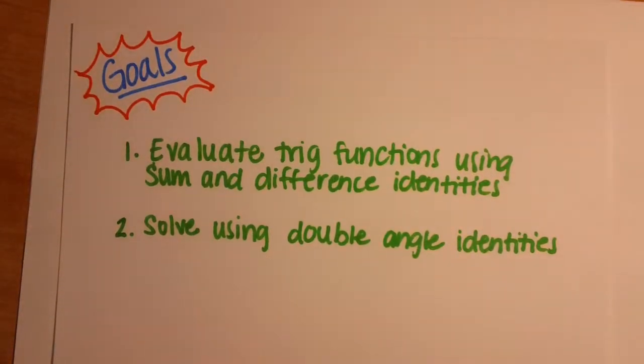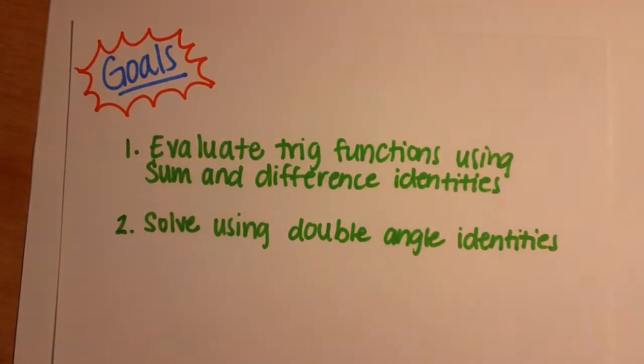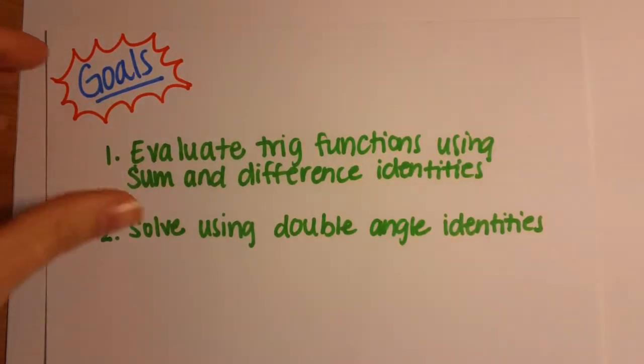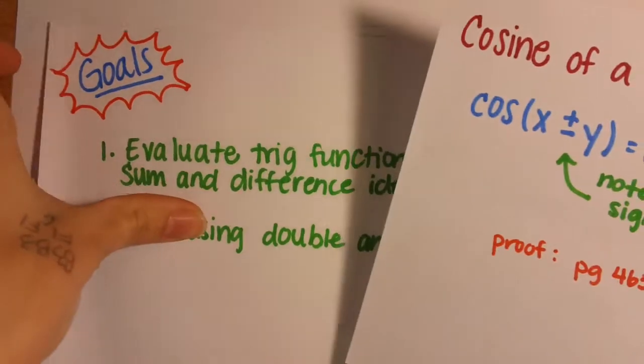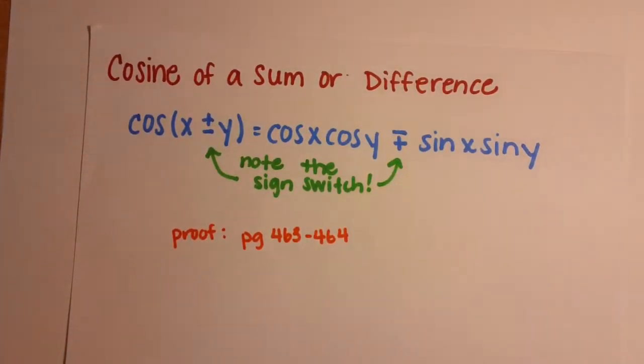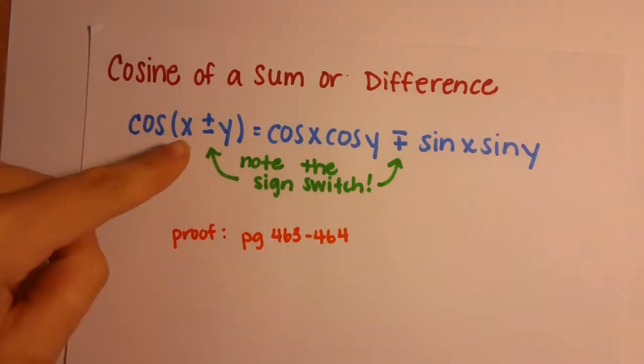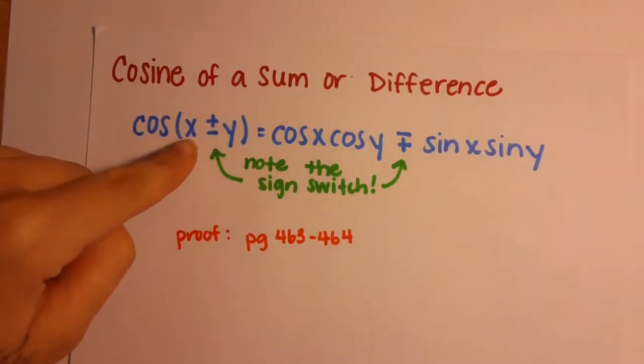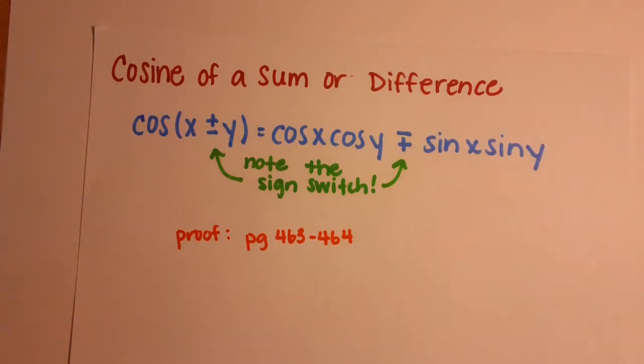Alright, our goals for this lesson are to evaluate trig functions using the sum and difference identities and to solve using double angle identities. So let's look first at the cosine of a sum or a difference. For the cosine of a sum or a difference, we'll have the cosine of x plus or minus y, and these are going to be angles.